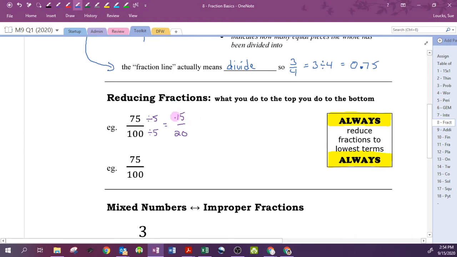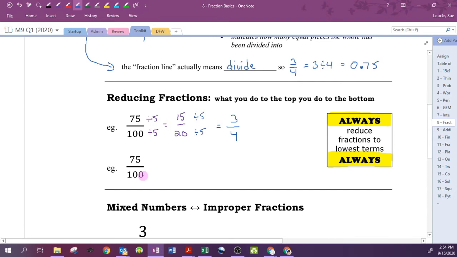All right, 15 over 20, I can reduce that further. Oops. I can divide the top and the bottom by 5 again. So I can go divide by 5, divide by 5, 15 divided by 5 is 3, 20 divided by 5 is 4, so I get 3 over 4. So what I know is that 75 over 100 equals 3 over 4. And that makes sense because 75 over 100 is 0.75, right?